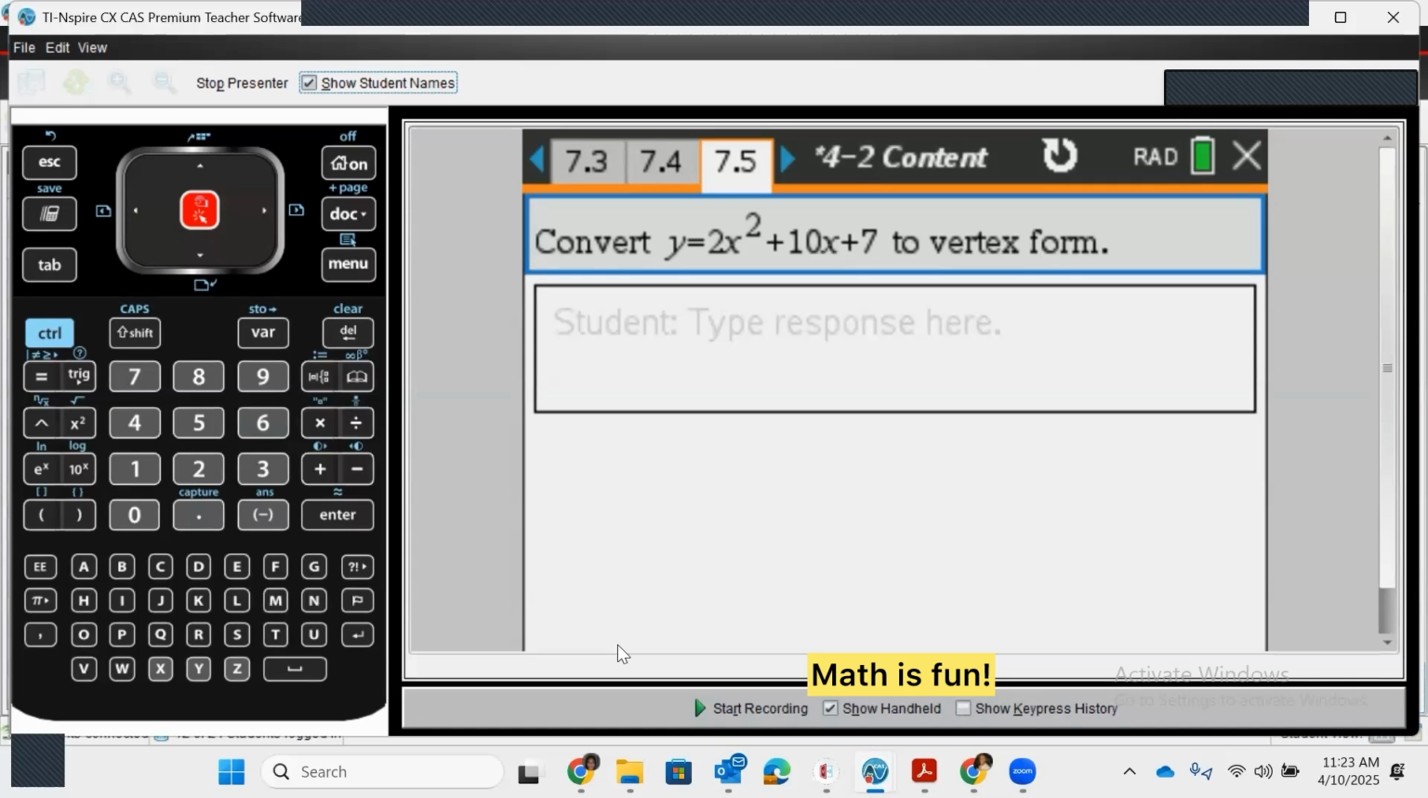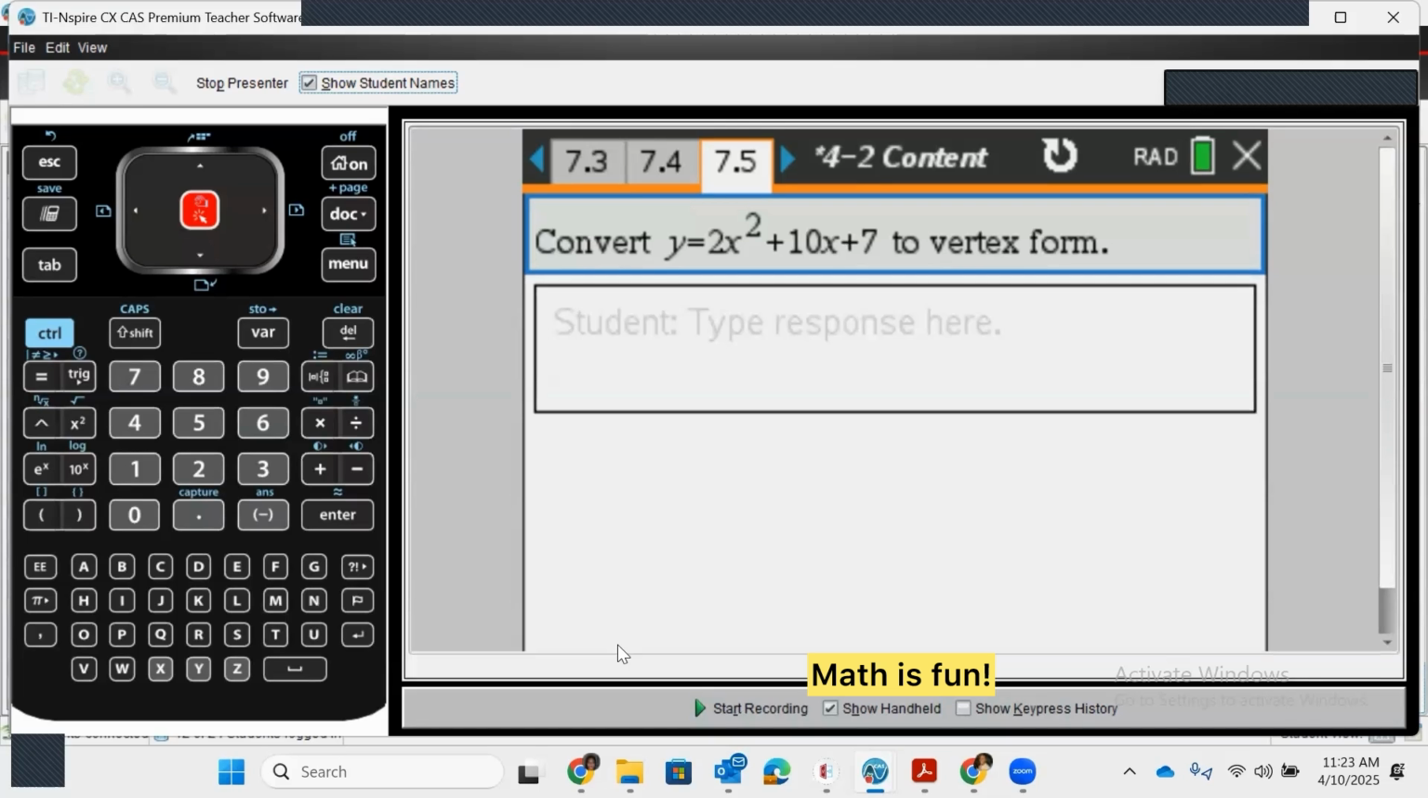Not yet. No graph yet. I'm staring at it. Where do I get those numbers? Where's A located? 2. Thank you. Where's B? 10. What's C? 7. Yes. Okay, then I use the formula x equals negative b over 2a.